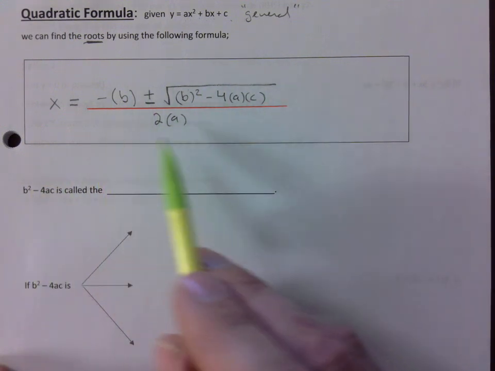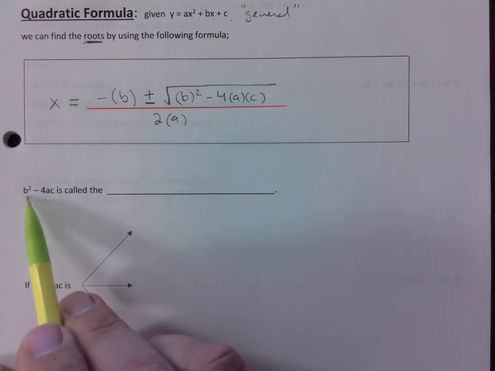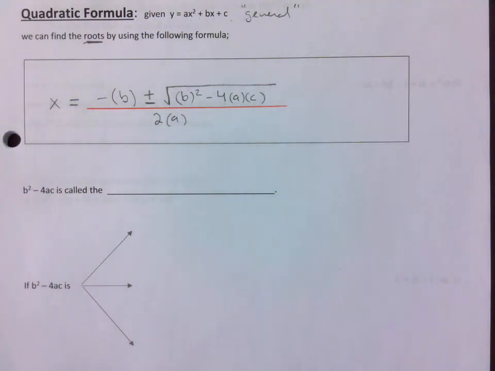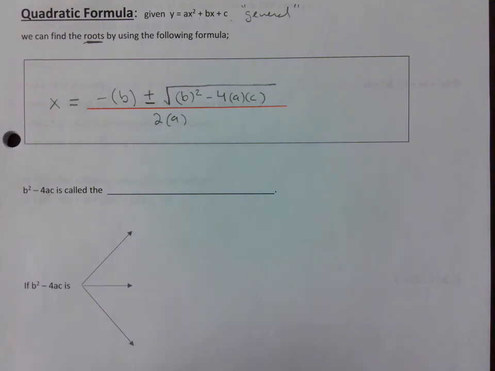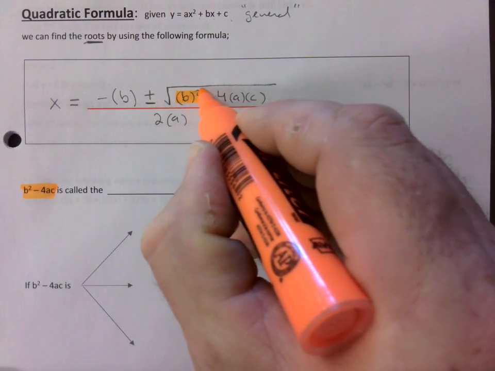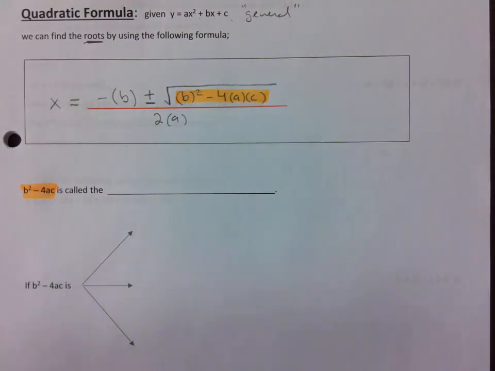Note on this one, b squared minus 4ac, I'm going to use a different color here, orange. This part right here is inside the root, b squared minus 4ac. And that is called the discriminant.